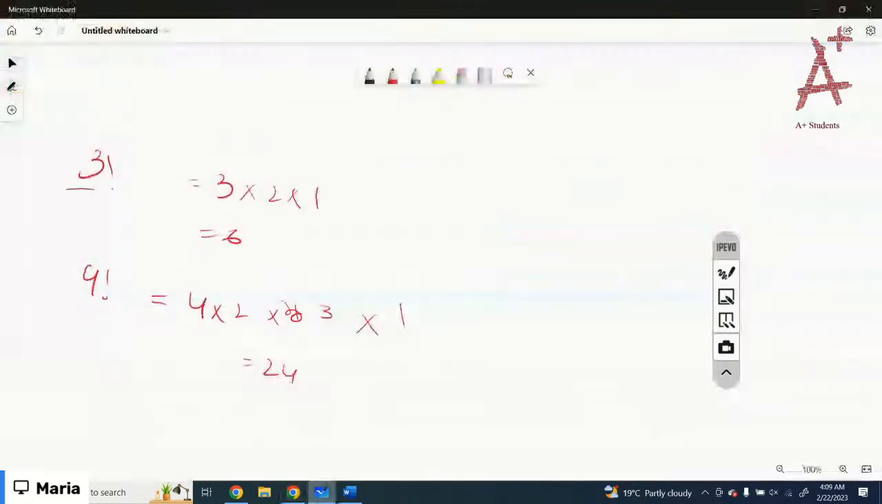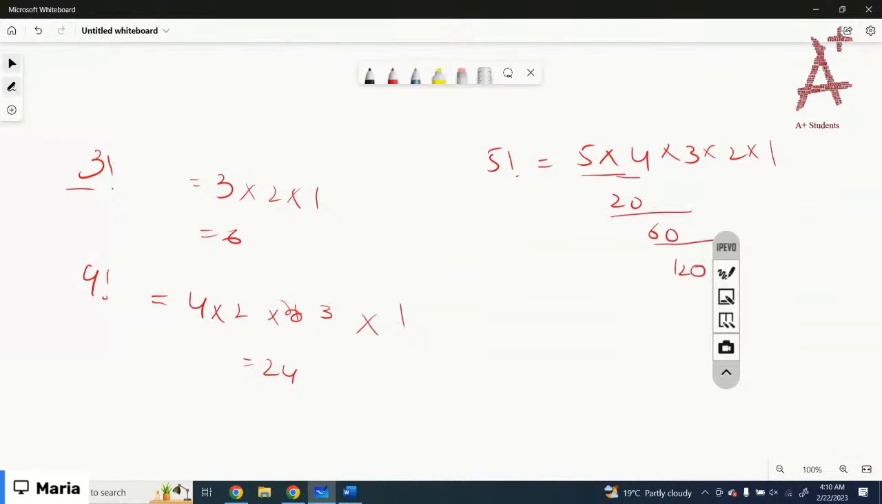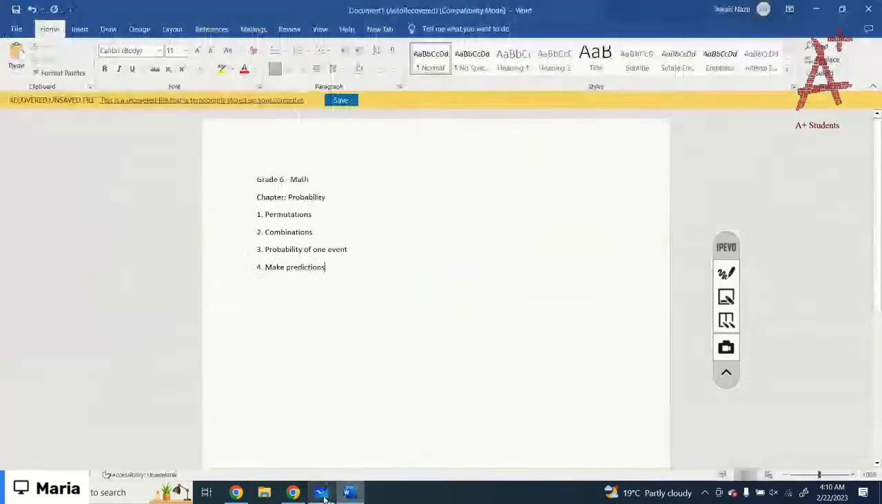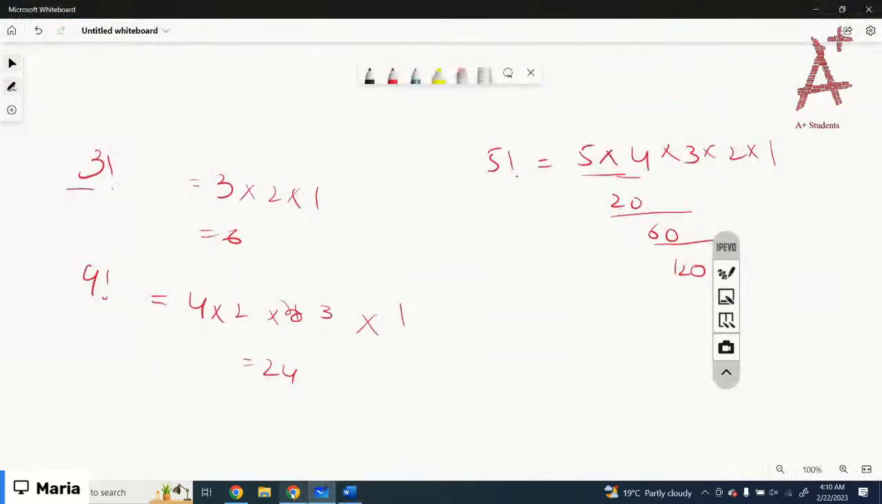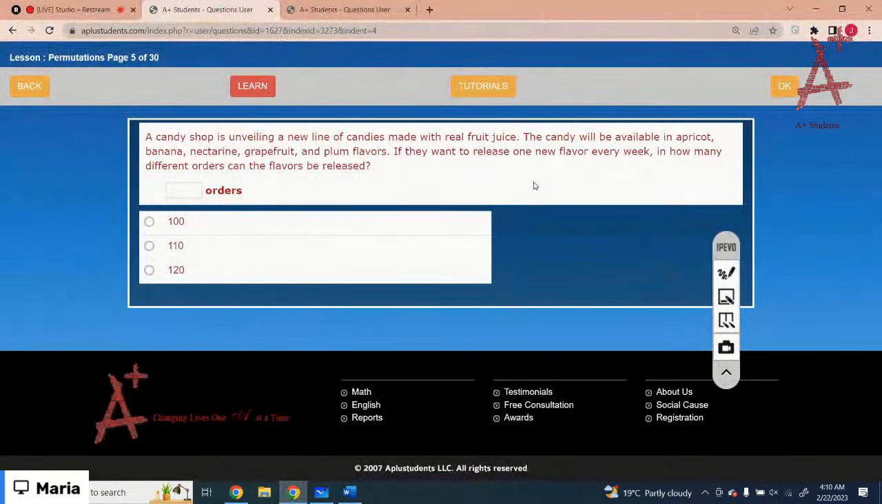So you have to calculate 5 factorial, that is 5 times 4 times 3 times 2 times 1. 5 times 4 is 20. 20 times 3 is 60 and 60 times 2 is 120. That means she has total 120 different ways to release the flavor. Got it? So just select the correct option and click on the OK button.